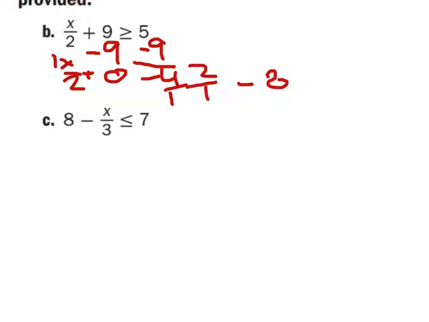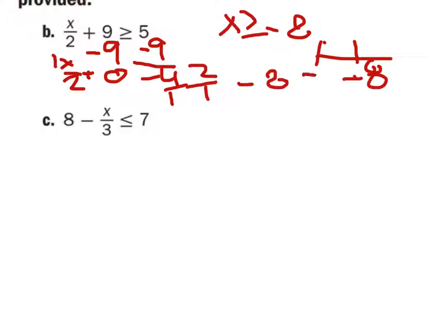And so x is at least, and then -8, -9, and -7. And then it's a closed circle because it's equal to, and it's eating the x, so it goes to the right. Excellent work.